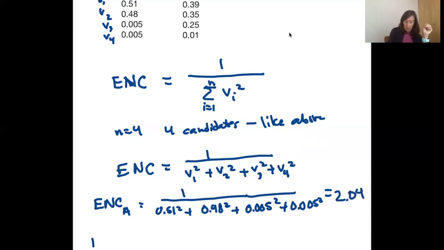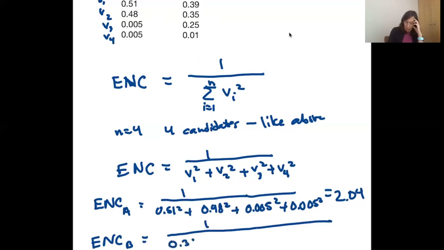And similarly for election B, we can do the same thing. Taking the reciprocal of 0.39 squared plus 0.35 squared plus 0.25 squared plus 0.01 squared. And again, punch that out on your calculator or into a spreadsheet, you'll get 2.96.